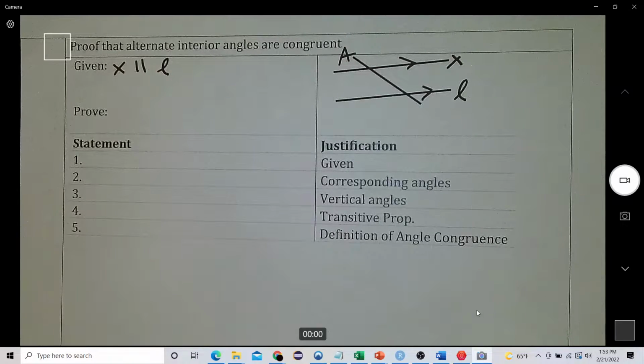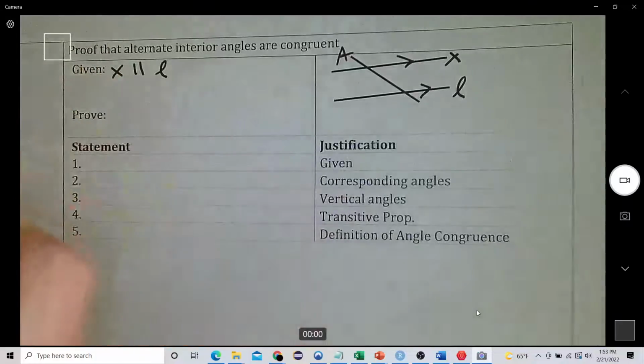Thank you for the given. Yeah, Jacob. Can you put the line over X and L? Can I put the line? What do you mean? Like the symbol, this annotation. Oh, sure.